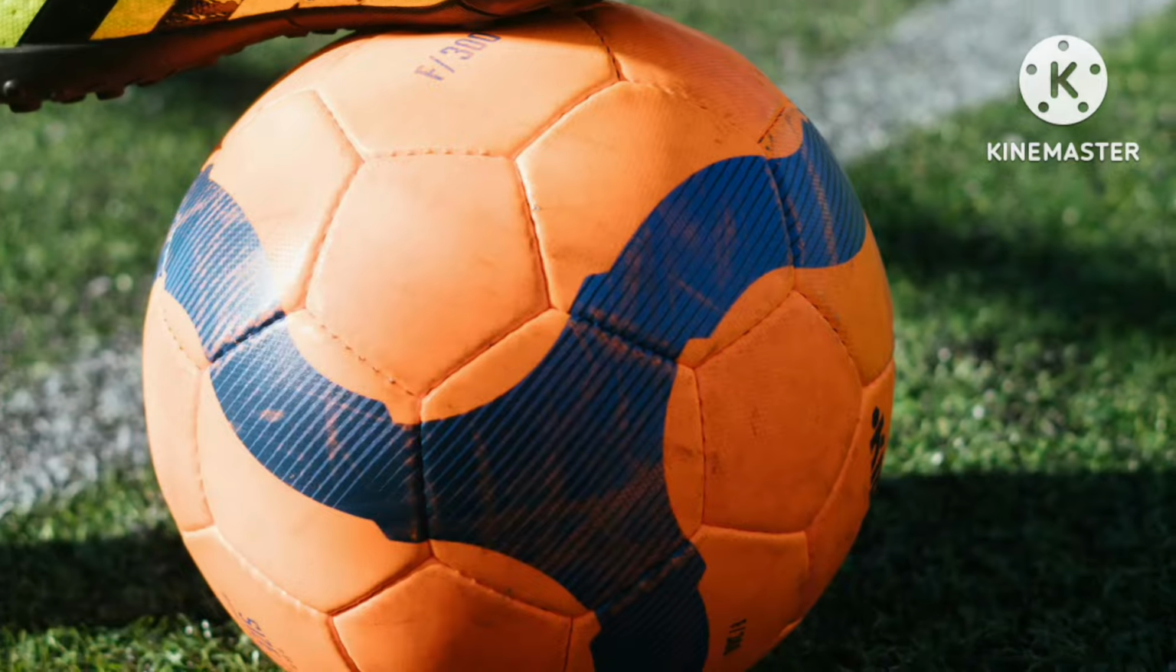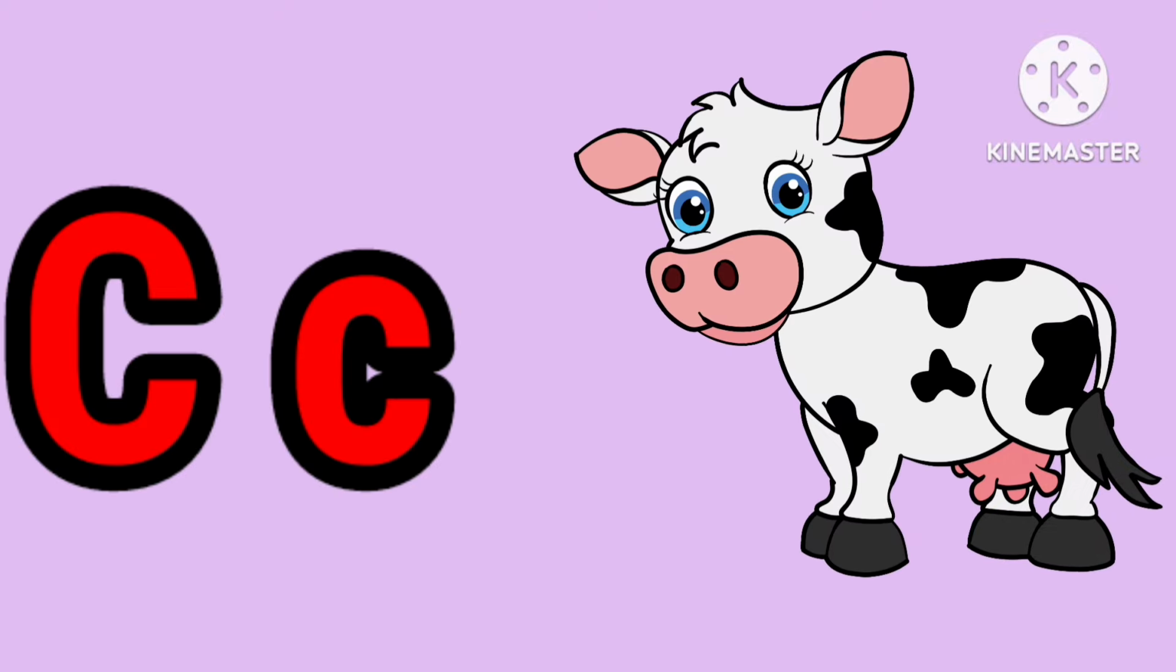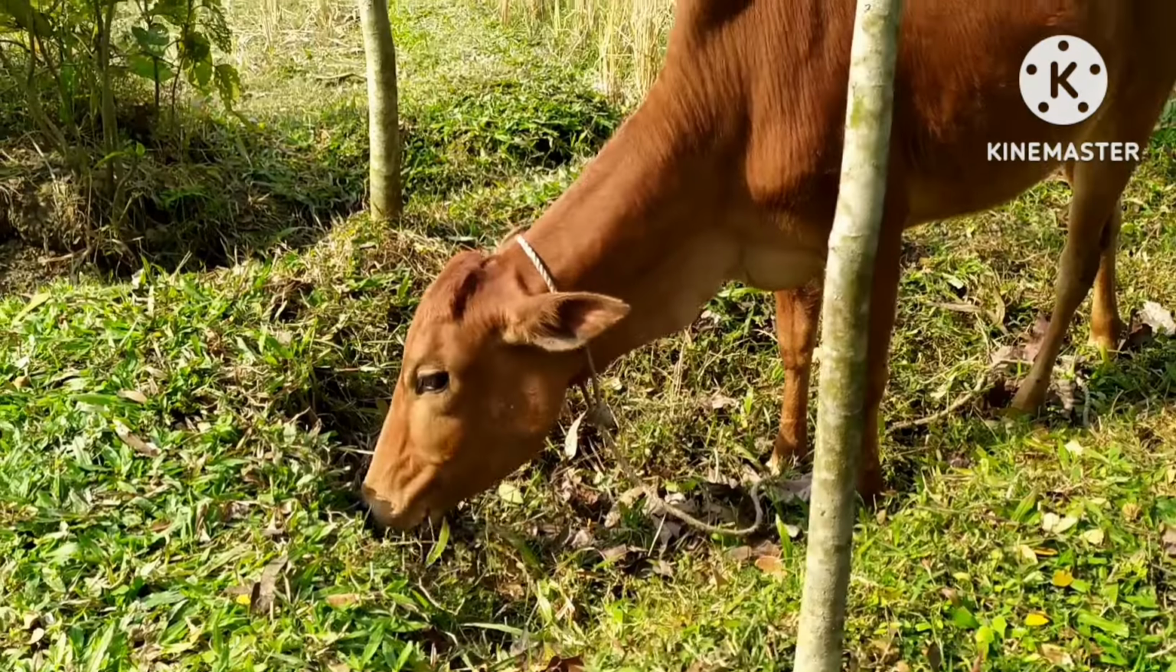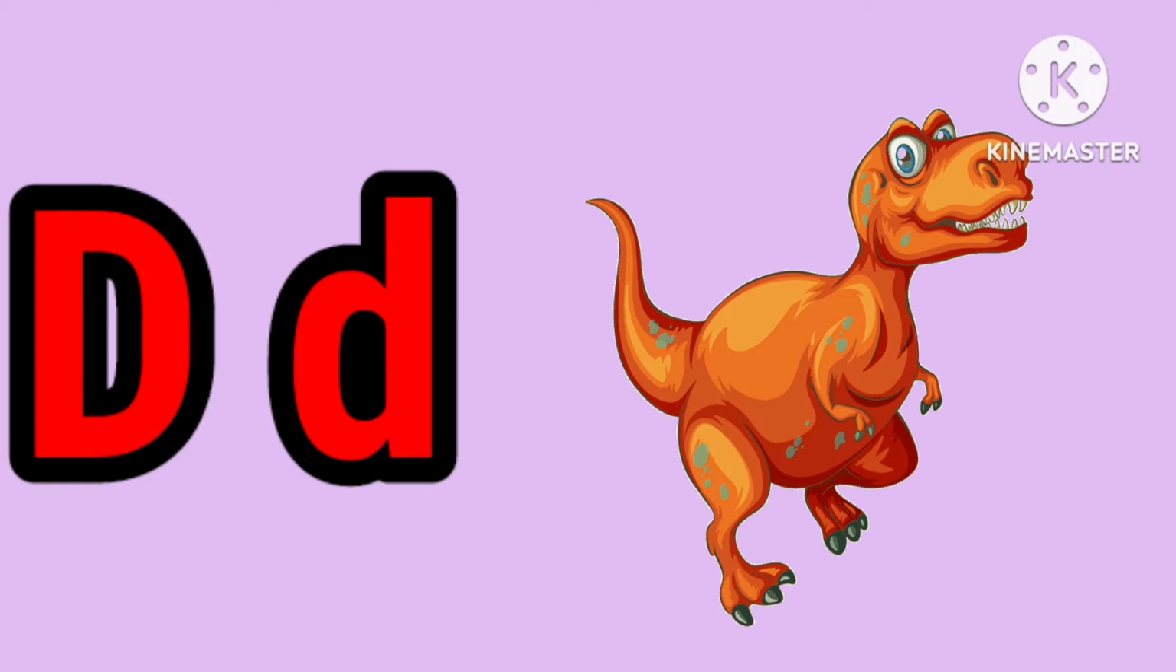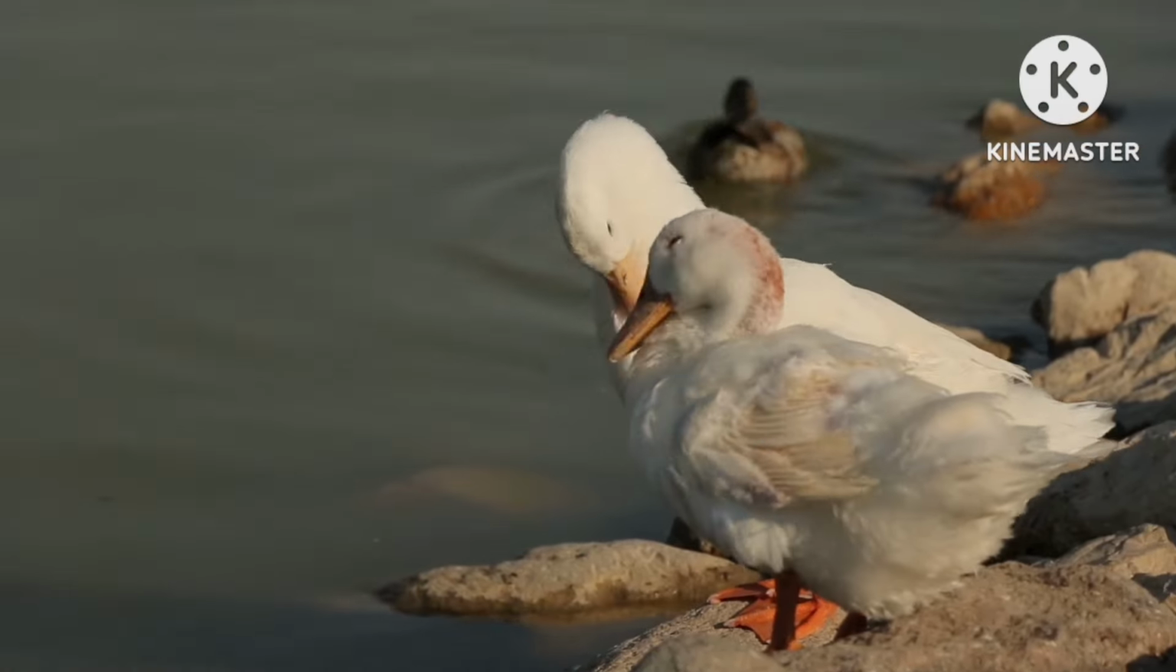B for ball, ba ba ba. C for cow, C for camel, ka ka ka. D for duck, D for dinosaur, da da da.